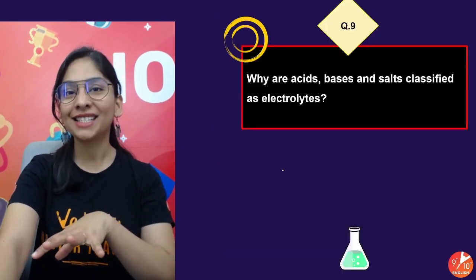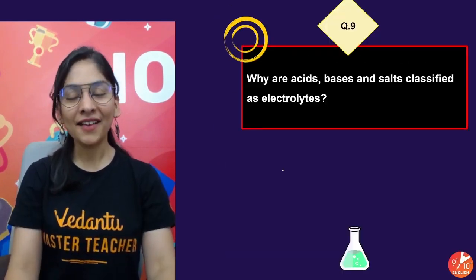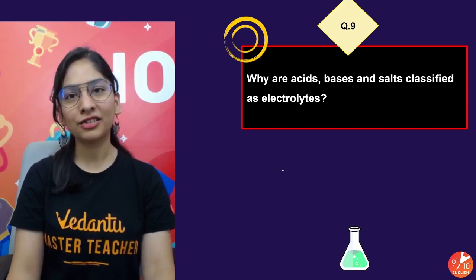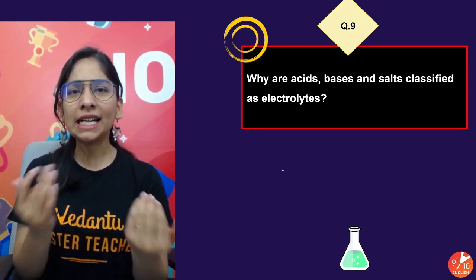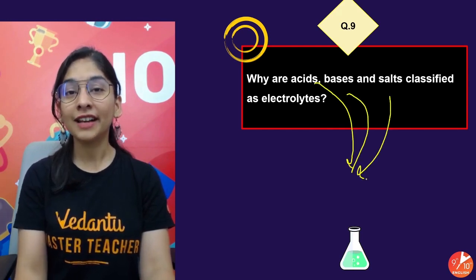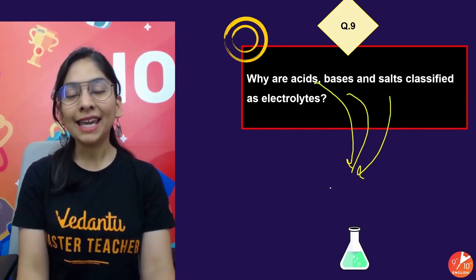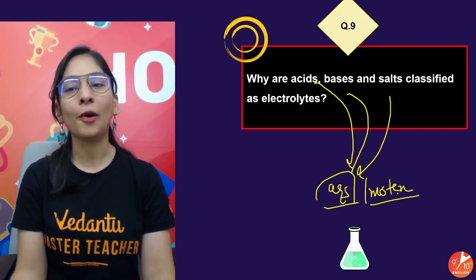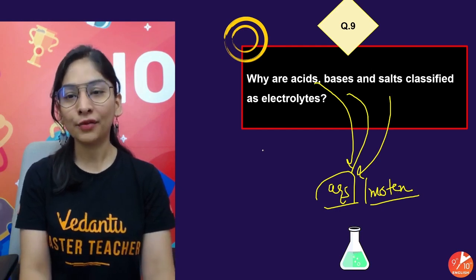And that's not the end of the session. Now we have certain questions. Why are acids, bases and salts classified as electrolytes? This is also an interconnected type of question. Acids, bases and salts are electrolytes because in their aqueous solution form or in their molten form, they'll be able to pass electricity. We have taken plenty of examples.